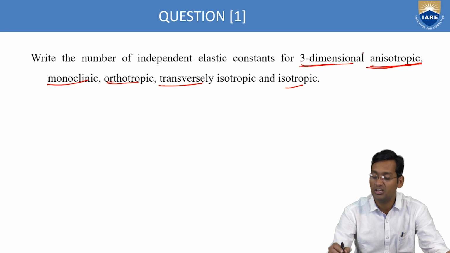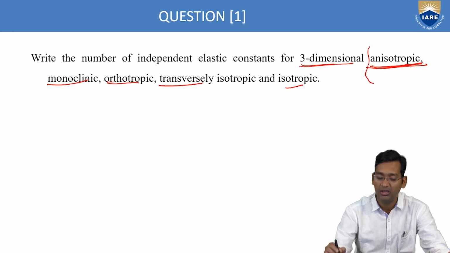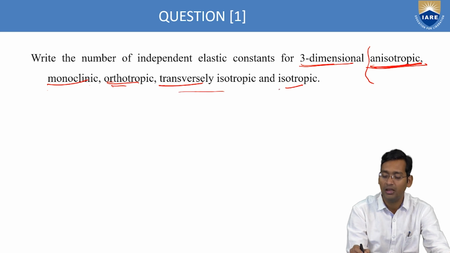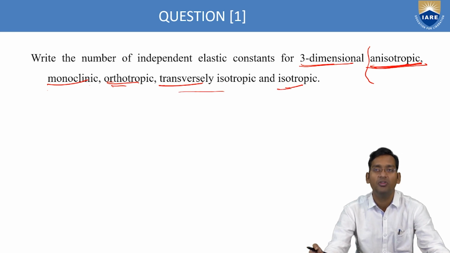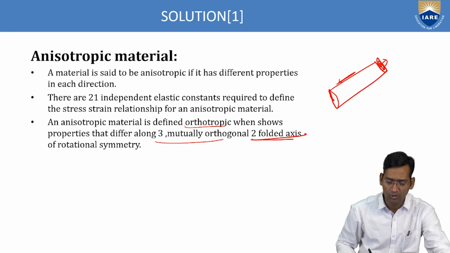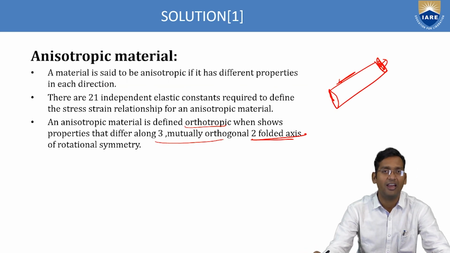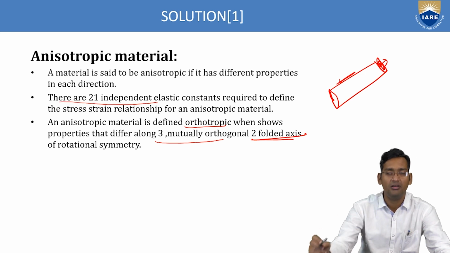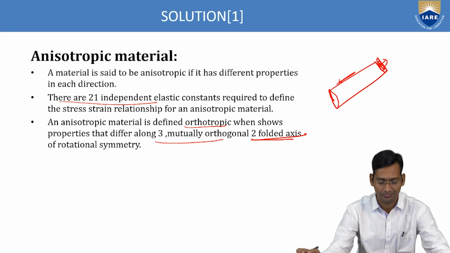So whatever is there along those directions only, we have to take. So 3-dimensional cases: anisotropic, monoclinic, orthotropic, transversely isotropic and isotropic. For these conditions we have to find how many free or independent elastic constants there are. First was anisotropic. In that, how many? There are 21 independent elastic constants.